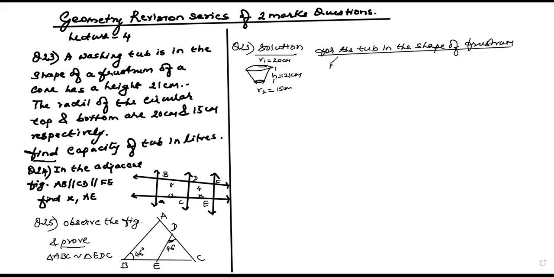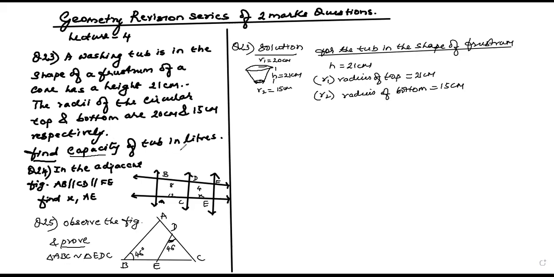What is given? The height of the tub is 21 centimeter. R1, the radius of top, which is the biggest radius, is how much, children? 21 centimeter, okay? And R2, the radius of the base, the radius of the bottom, is 15 centimeter.